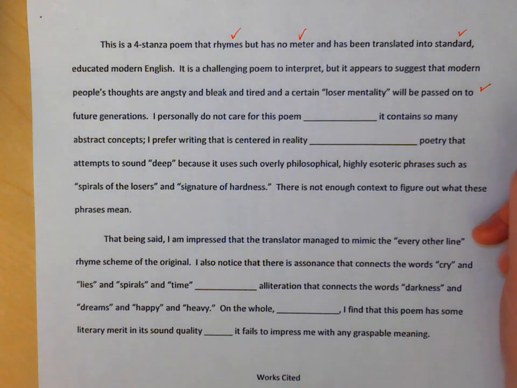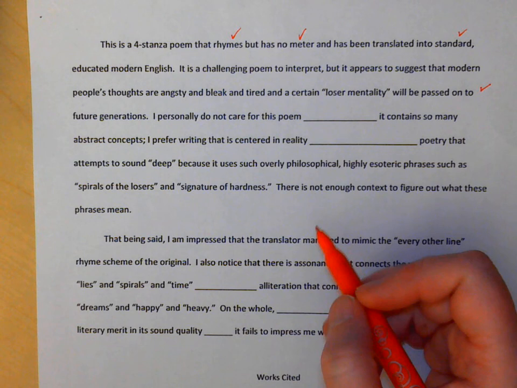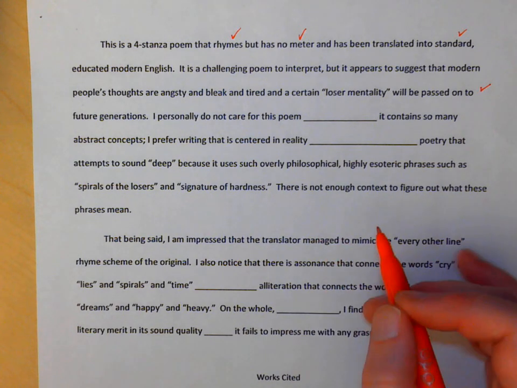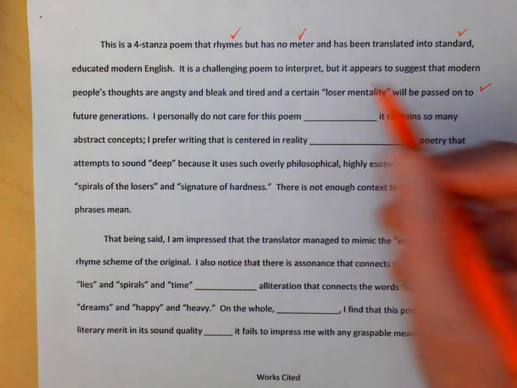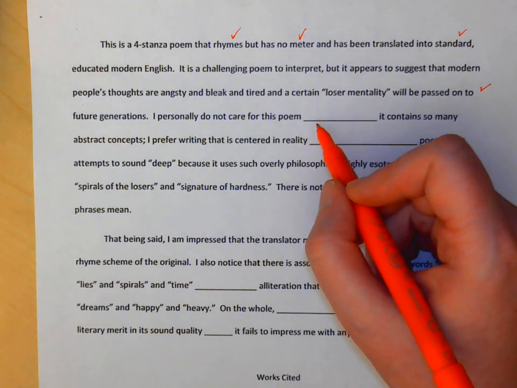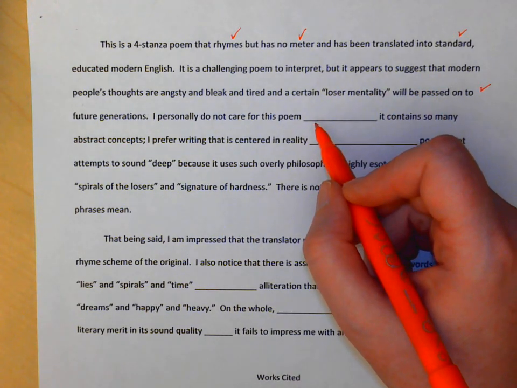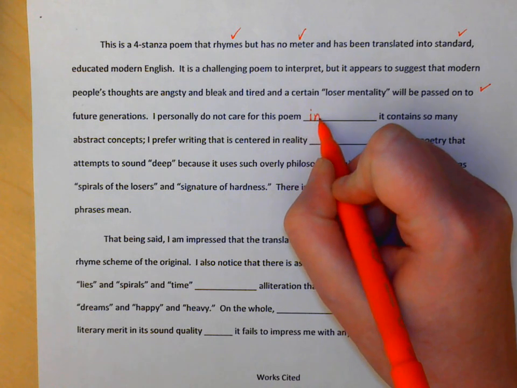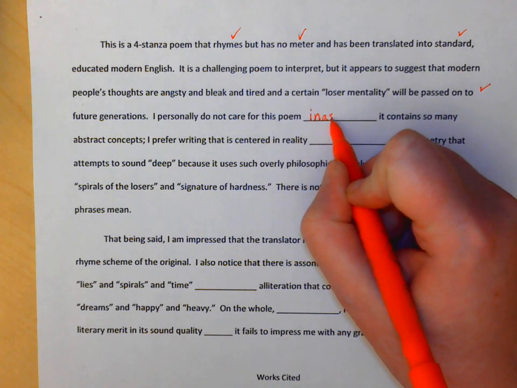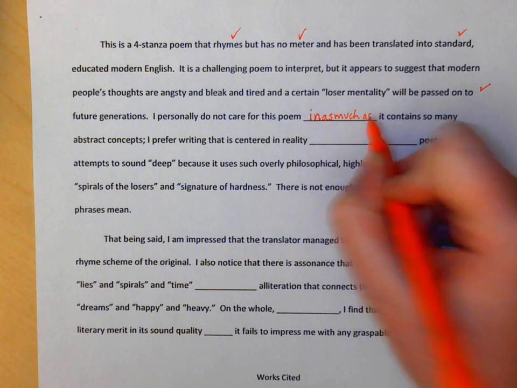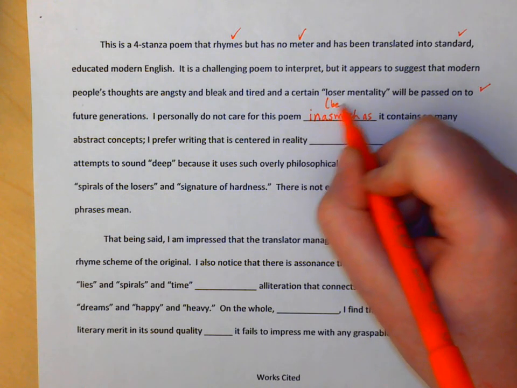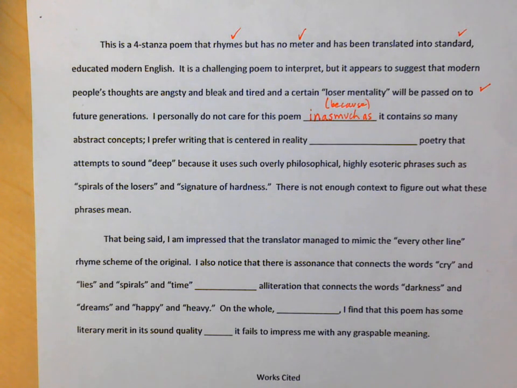There's another thing. I personally do not care for this poem, and then there's a bunch of things you could put in here. What I wanted to highlight, you could have something like due to the fact that, which is not bad. I kind of like this thing, which isn't used very much: in as much as. It's just a synonym for because. And I personally do not care for this poem because, due to the fact, in as much as. Yeah, I think that's all that would fit in there.